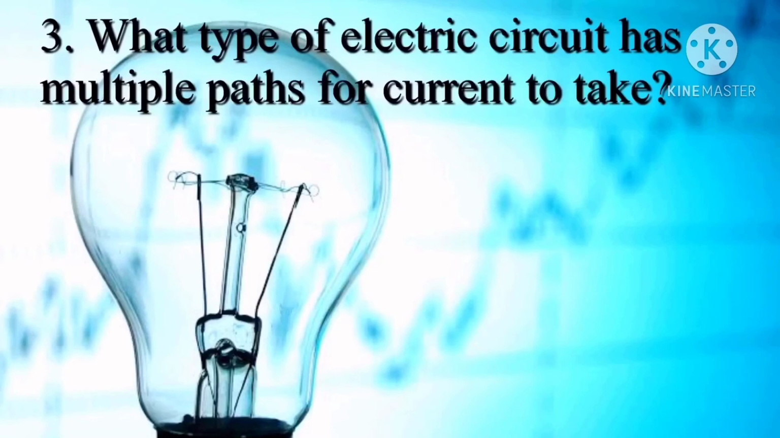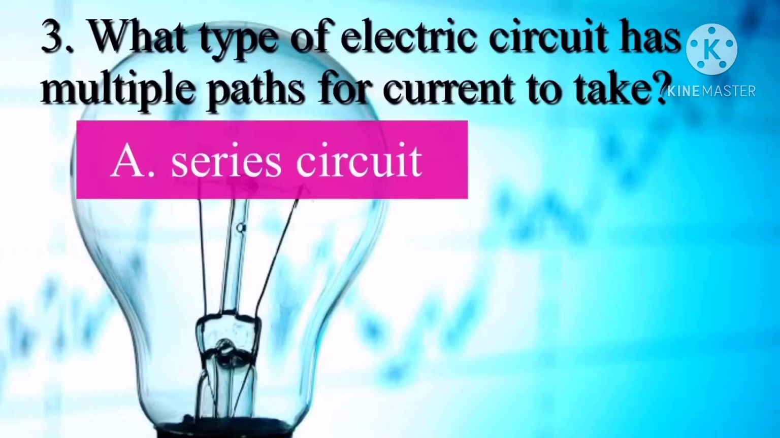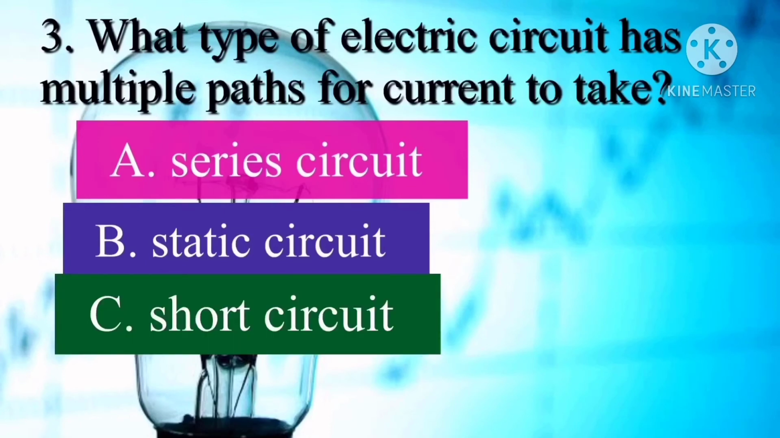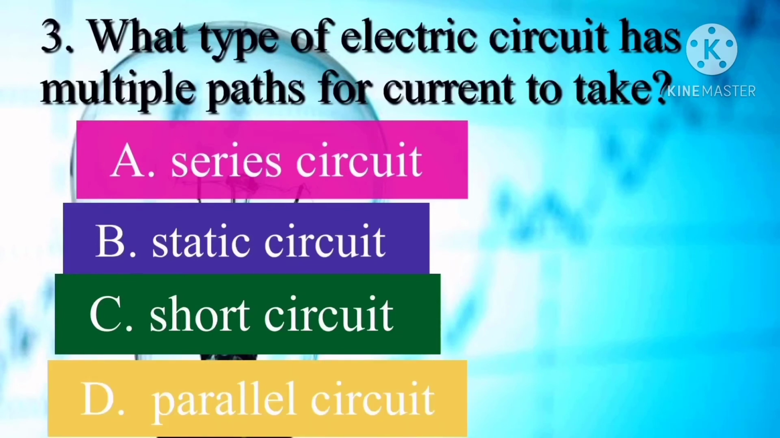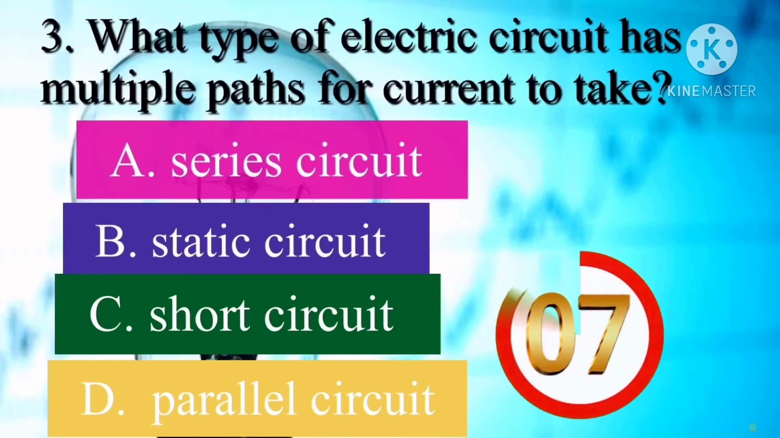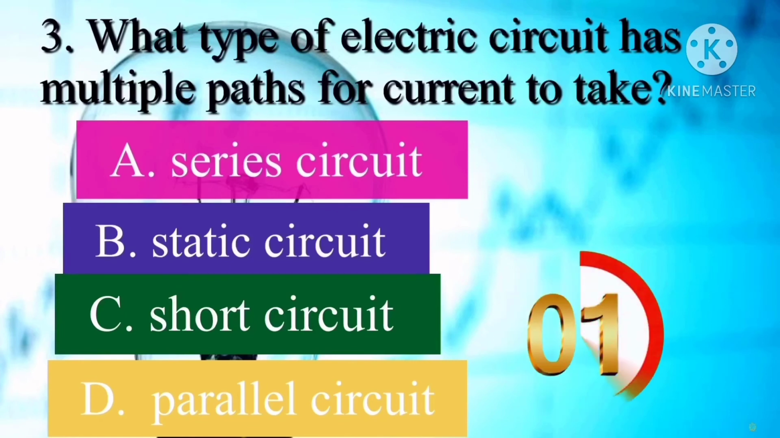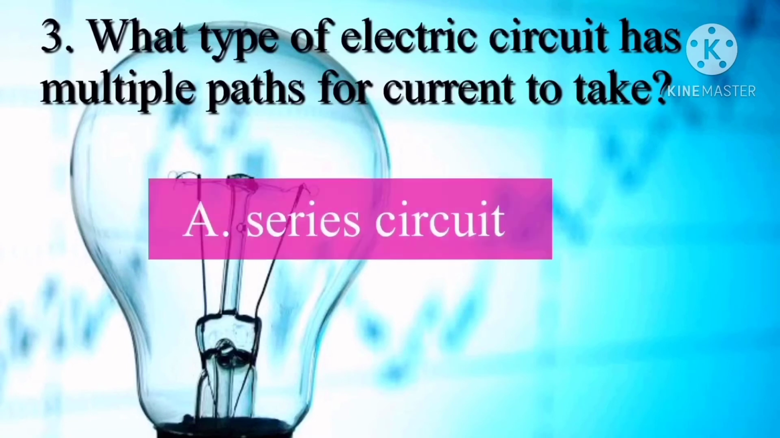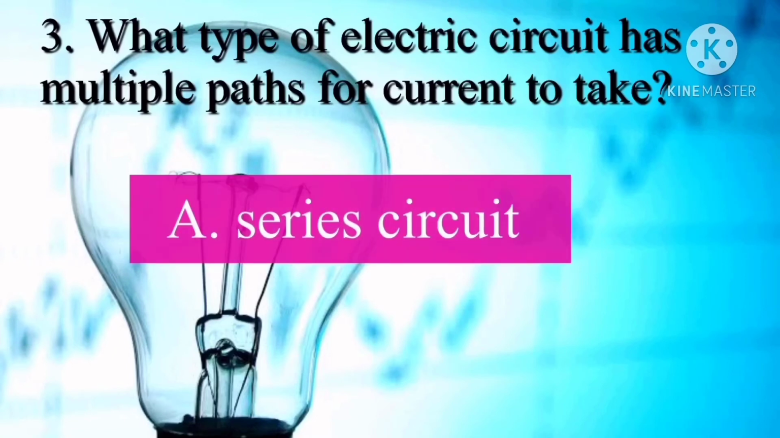Question number 3. What type of electric circuit has multiple paths for current to take? A. A series circuit. B. Static circuit. C. Short circuit. D. Parallel circuit. Very good. You got the correct answer. The correct answer is letter A. Series circuit.